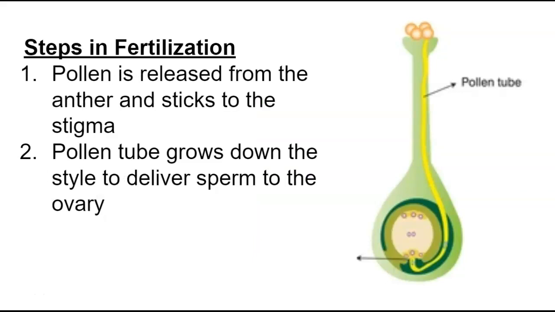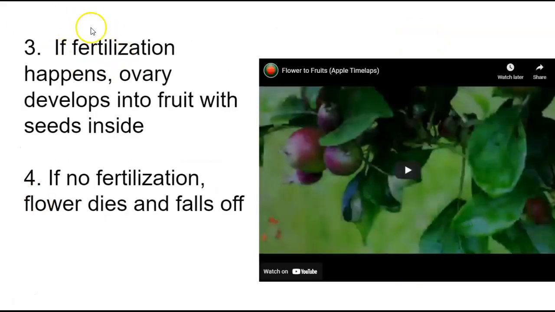So after the sperm's delivered to the ovary, right, they get fertilized and the ovary develops into a fruit. Fertilization just means our egg and sperm are combining. But if there's no fertilization, the flower dies and falls off. So fertilization turns into a fruit. No fertilization, the flower just dies.